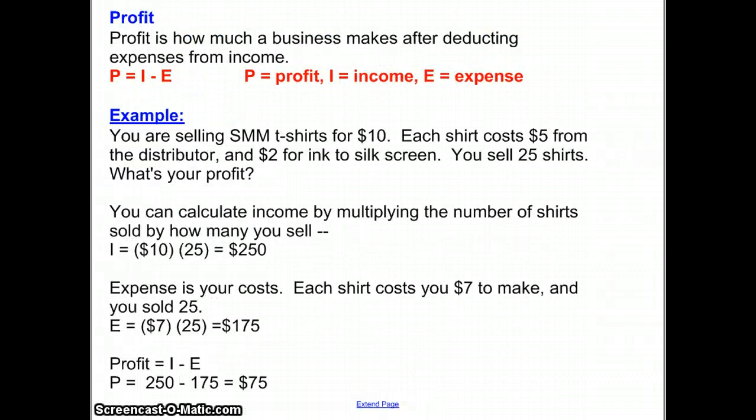And the last equation we're going to look at is profit. Profit is how much a business makes monetarily after deducting expenses from income. So P equals I minus E, where P is profit, I is income, and E is expense.